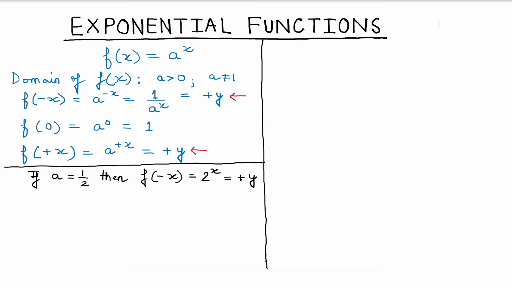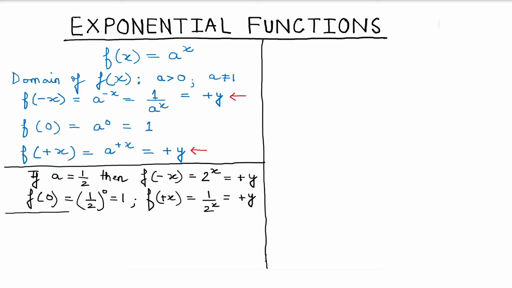Now, what will be the value of f of 0 when a is equal to 1 by 2? This will be nothing but half to the power 0, which is equal to 1. And last but not the least, when we are talking about f of plus x, this will be nothing but 1 upon 2 to the power x, and we are supposed to input only positive values of x. So the answer will always be positive.